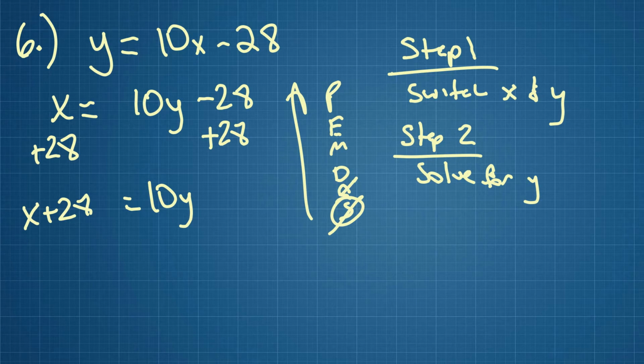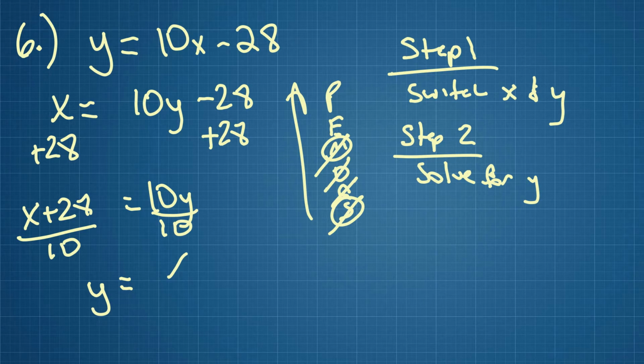So subtraction is taken care of. There's no addition. There's no division. Oh, look, there's multiplication. That's why I have to divide by 10. So finally, I have y equals x plus 28 all over 10.